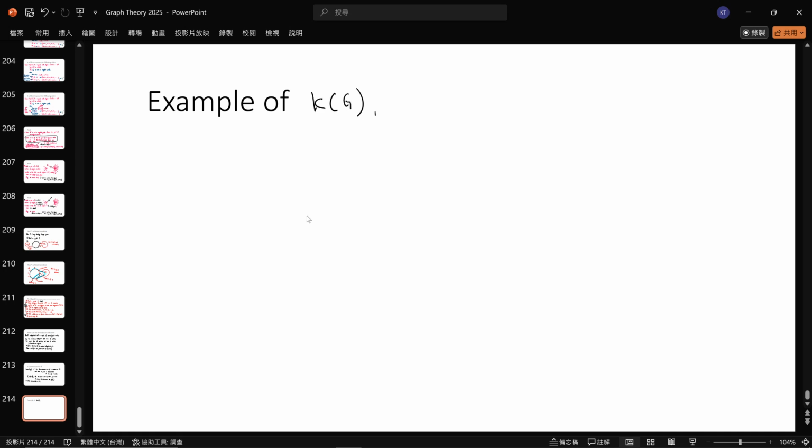So first, let's consider a cycle. What is the connectivity of a cycle? That is, given a cycle, how many vertices you need to remove from the cycle in order to disconnect it?